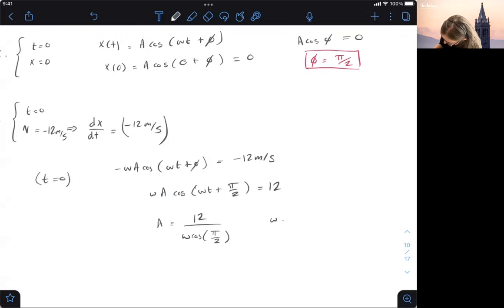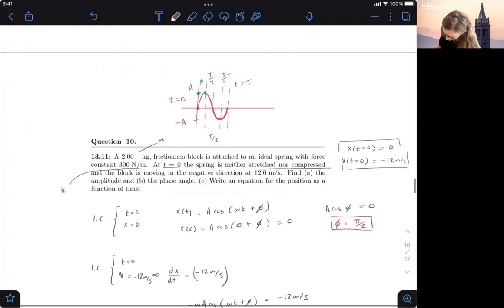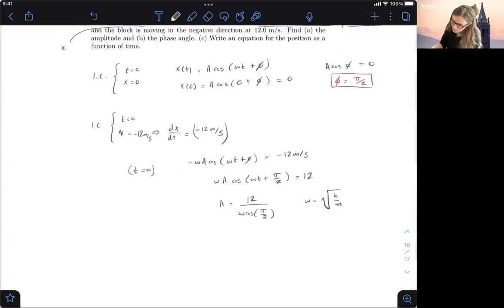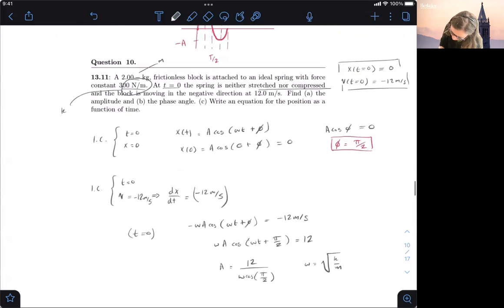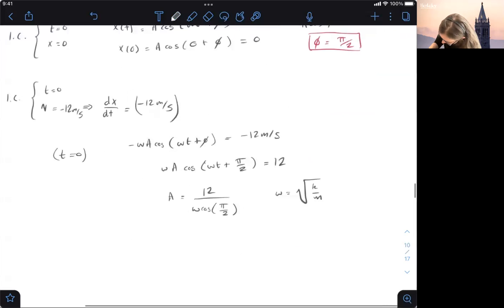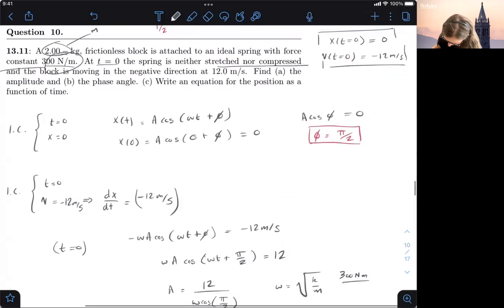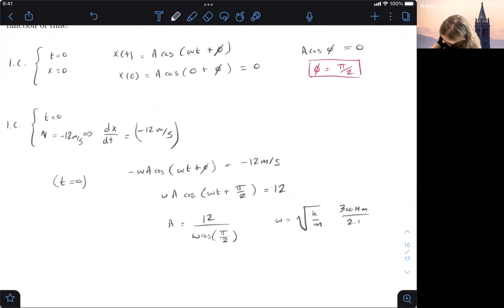So what is my W? Well, W is equal to the square root of K over M. We have a simple harmonic motion problem, right? This frictionless spring. And we're given this K value up here. We're given this K and we're given this M. So we can go ahead and plug in 300 Newton meters and then divide it by 2 kilograms.